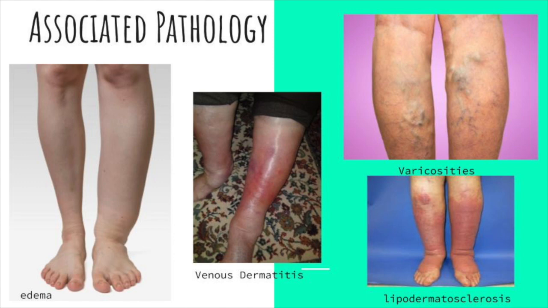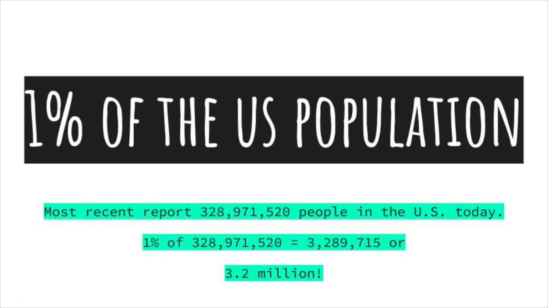One most likely will also be diagnosed with these associated findings in addition to chronic venous stasis. These include edema, venous dermatitis, varicosities, and lipodermatosclerosis. Venous ulcers are the most common etiology of lower extremity ulcerations. They account for 85% of lower extremity diseases.